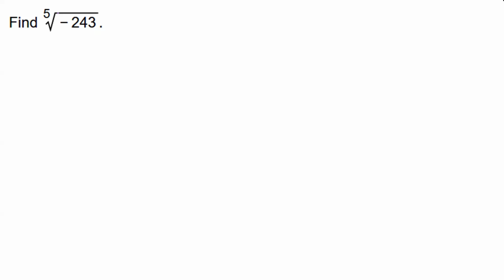All right, so here we're supposed to find the fifth root of 243. So now we have to think about what numbers would probably give us 243. Well, if we think about this, this is going to be a 3 times a 3 times a 3 times a 3 times a 3. So here we're going to have 9 times 9 is 81 times a 3, and that's going to be 243.